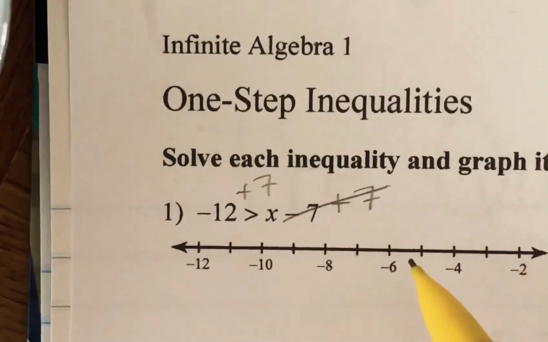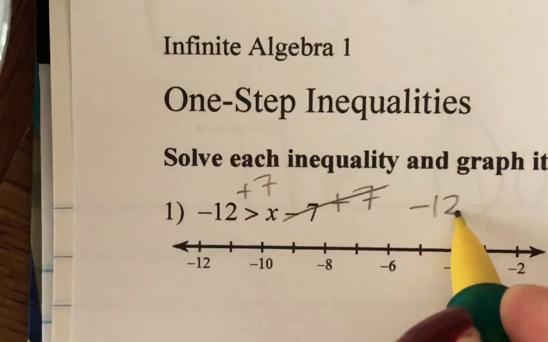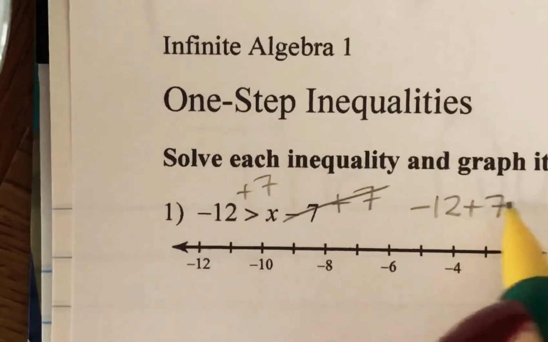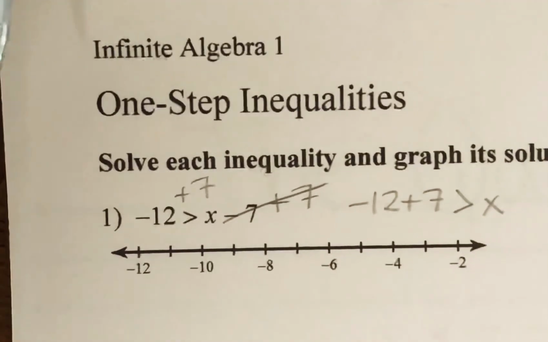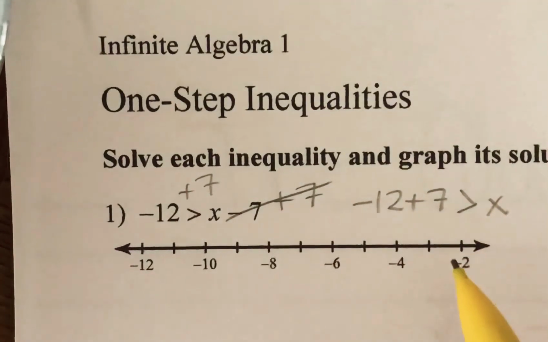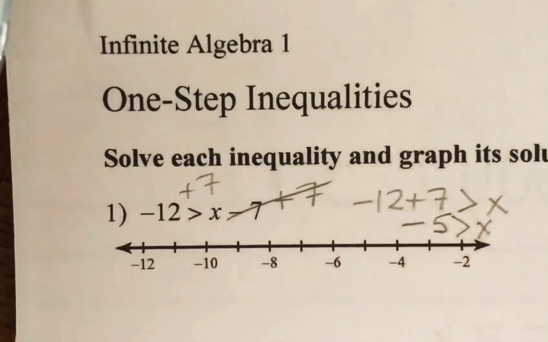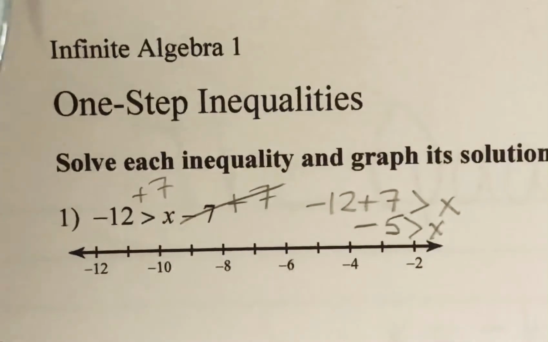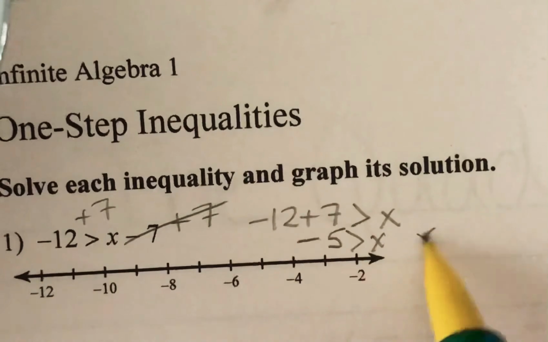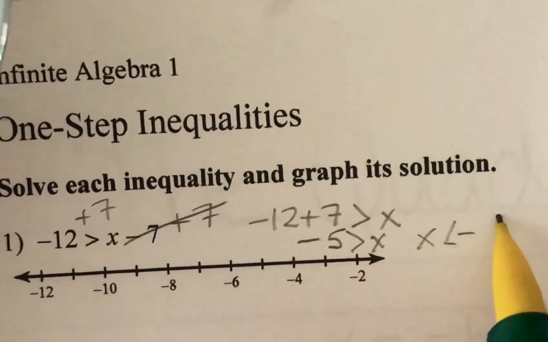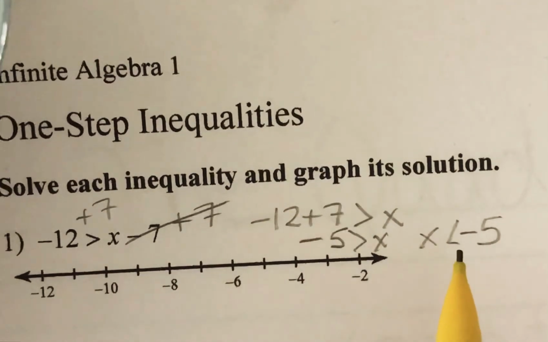So that cancels out there, and then we are left with negative 12 plus 7 is greater than x. So really, what does that mean? Negative 12 plus 7 will give you a negative 5, which is greater than x. And as I said in the other video, if you need to rewrite that where you're flipping it around, kind of the mirror image, so you can see what it is you're actually graphing, it's going to be that. So what we're graphing is x is less than negative 5.